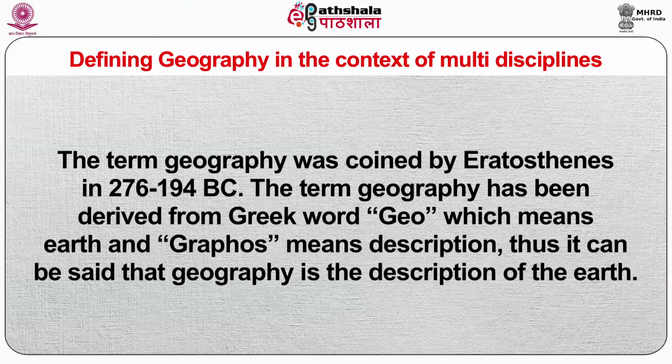Let us discuss now geography in the context of multi-disciplines. The term geography was coined by Eratosthenes, 276-194 BC. The term geography has been derived from the Greek words geo, which means earth, and graphos, which means description. Thus, it can be said that geography is the description of the earth.